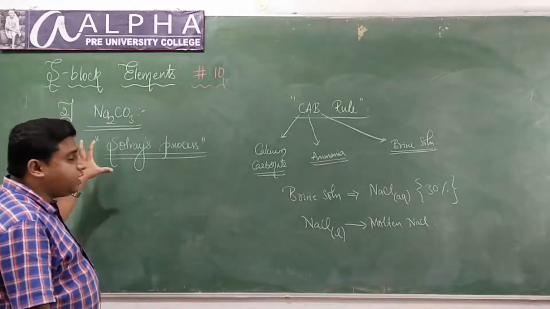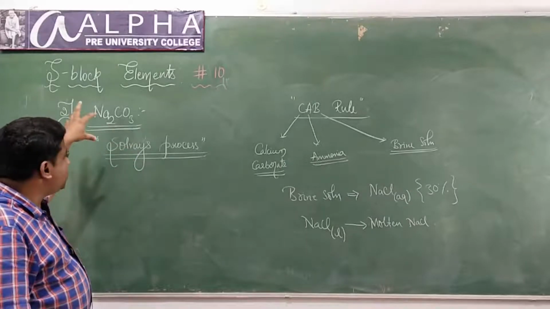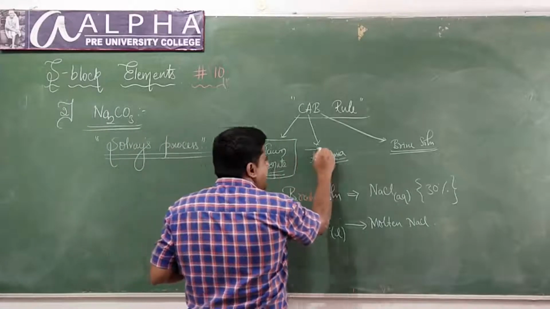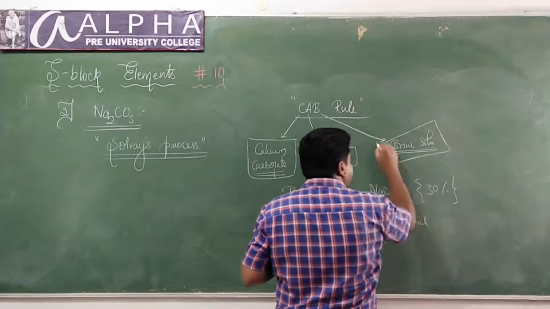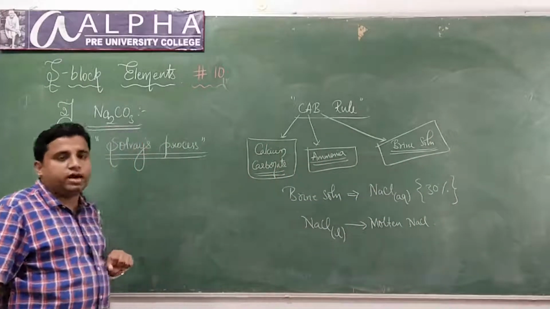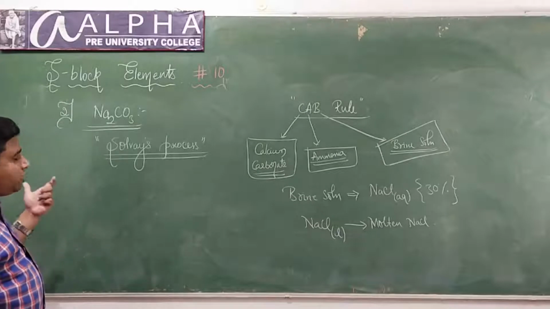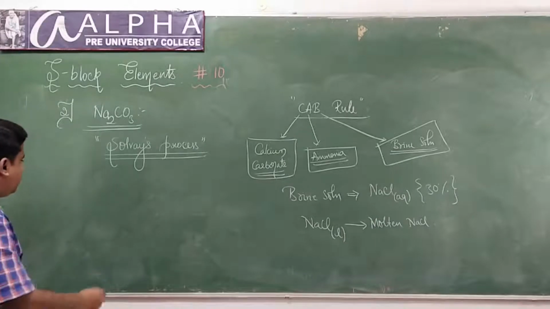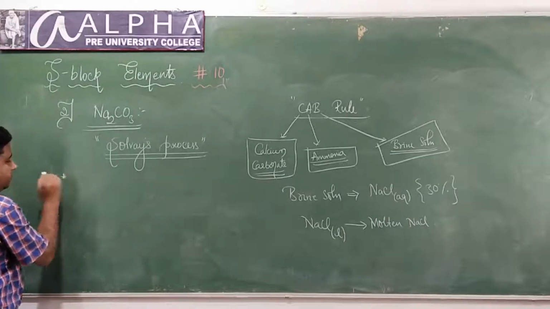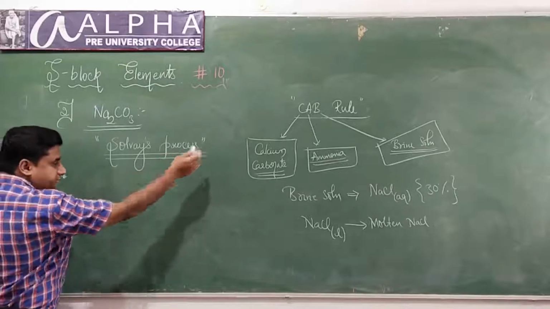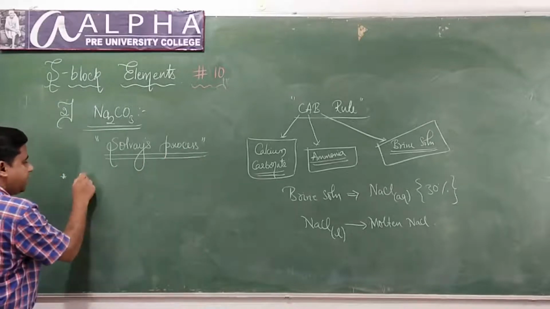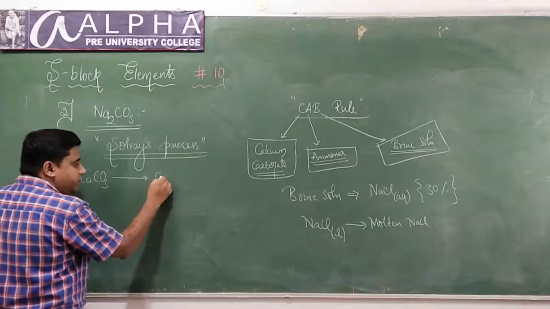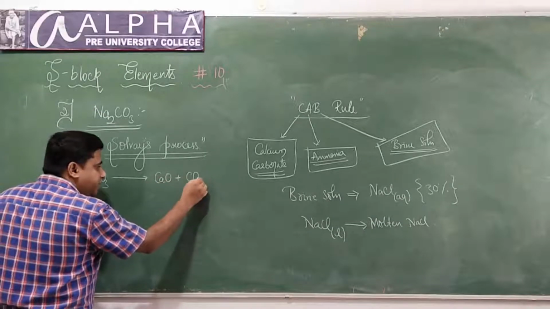So what are the raw materials used for the preparation of sodium carbonate by the Solvay process? The raw materials are calcium carbonate, ammonia, and brine solution. Understood? So shall we look into the preparation of sodium carbonate by the Solvay process? We have 3 or 4 steps. Look here, first step. In the first step, let us take calcium carbonate. What is the formula for calcium carbonate? It is CaCO3. Calcium carbonate in the first step decomposes to give calcium oxide and carbon dioxide.